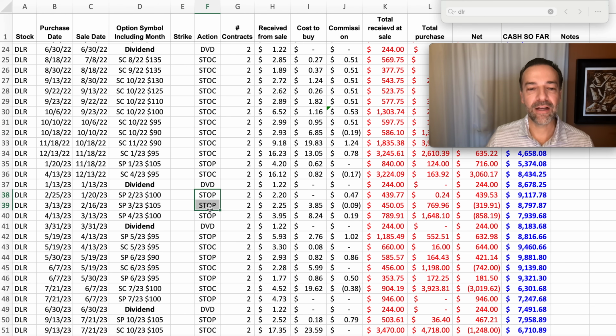So once I believed that DLR had bottomed out, in addition to that covered call I was selling, I began to sell additional cash secured put options against it. And because I owned the stock, you see, I also began to collect that nice dividend, which with DLR was $1.22 per quarter. So that really added to my cash flow.